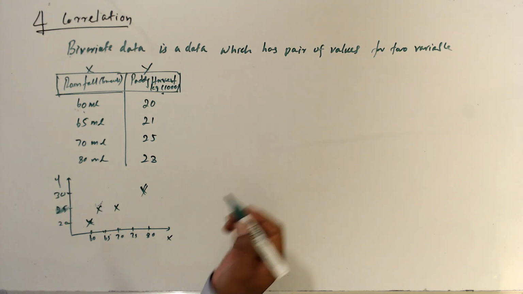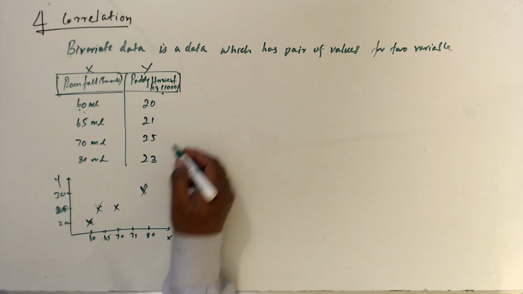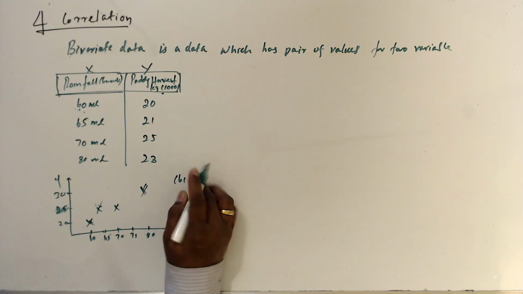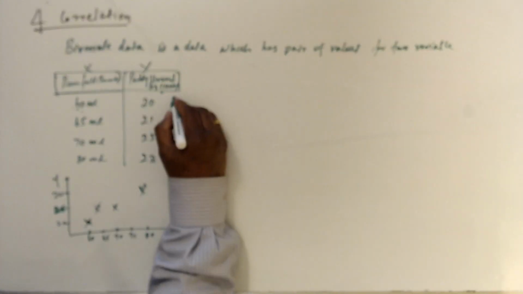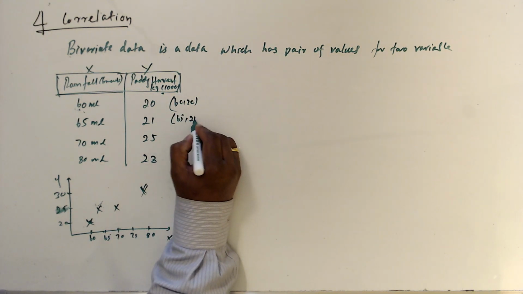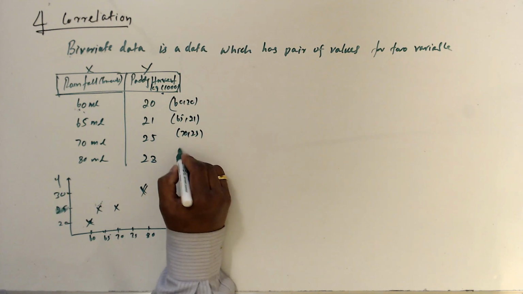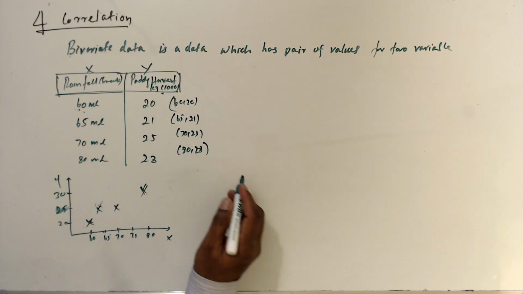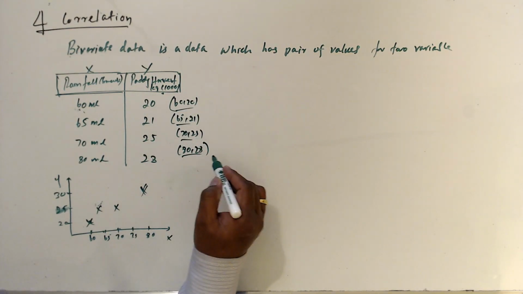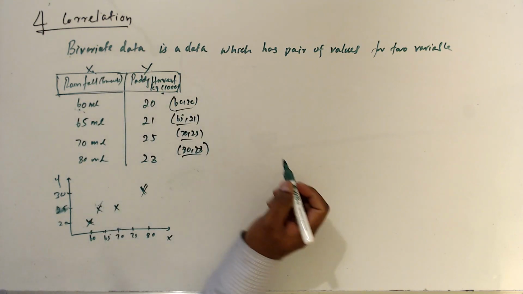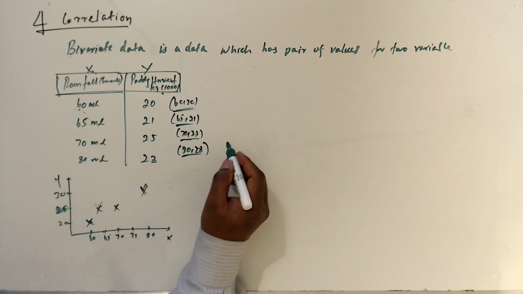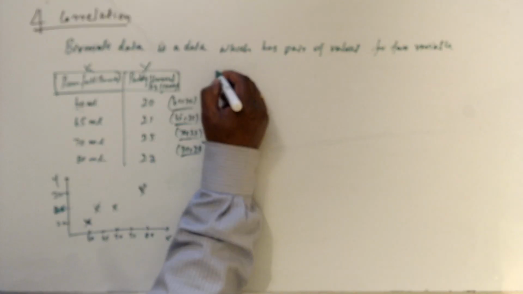Those are the pairs. When I put this data into a scatter diagram: 60, 20; 65, 21; 70, 25; 80, 28. Those are the pair of data values that come from the x and y variables. Actually, this is an ordered pair. Ordered pair means first x then y.